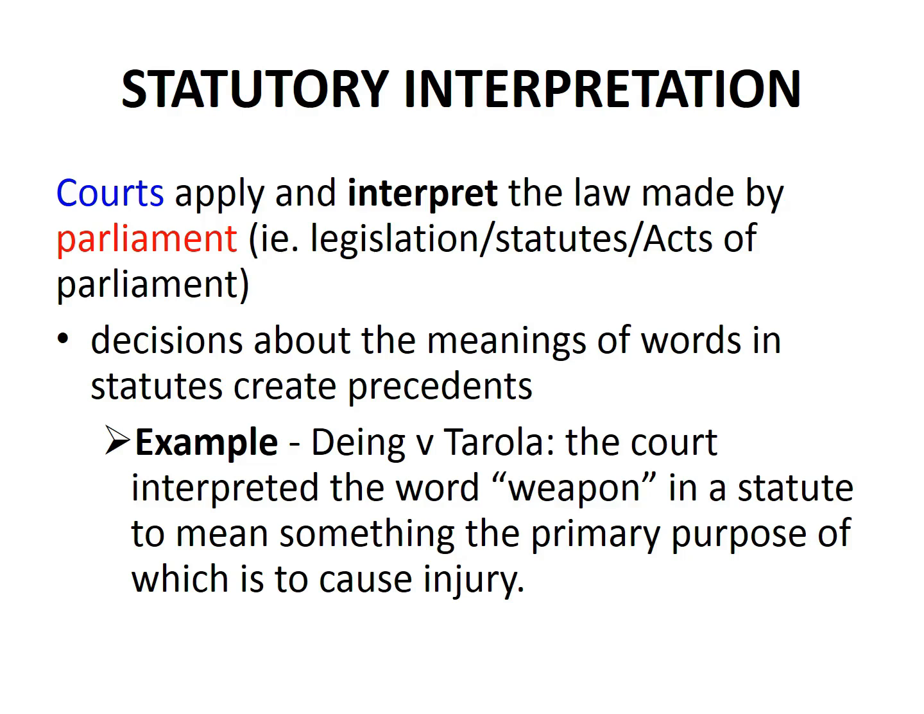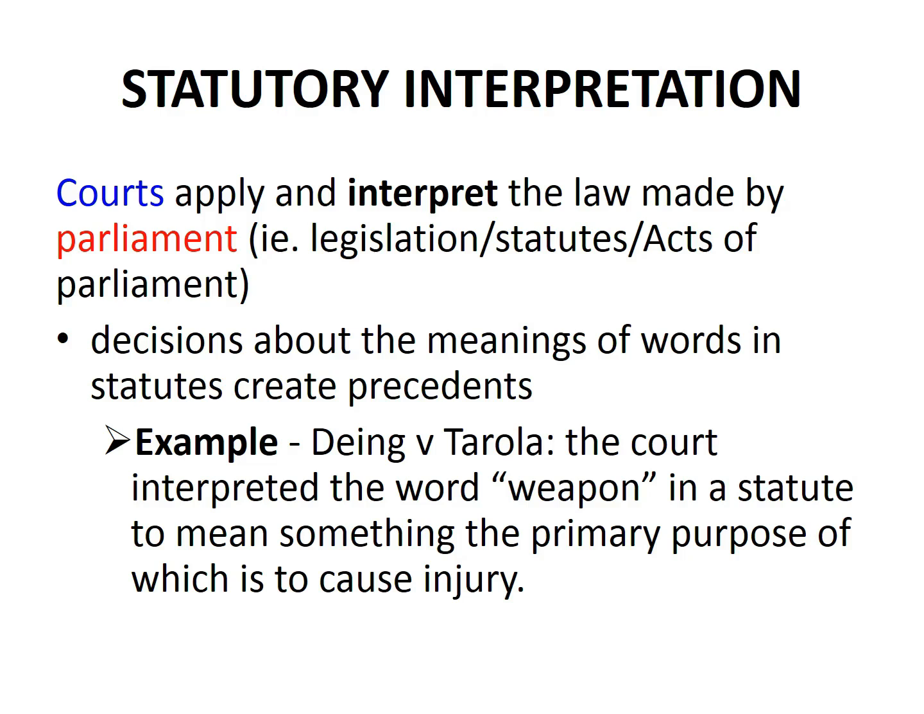So, for example, in the studded belt case, which is also known as Deng and Tarola, the Victorian Supreme Court had to decide whether the word weapon in the Victorian Control of Weapons Act meant something that could be used to injure another person, or something the primary purpose of which was to injure another person. In that case, the Supreme Court interpreted the word weapon as meaning something the primary purpose of which was to injure another person. Now, this created a precedent about the meaning of the word weapon in the Victorian Control of Weapons Act.